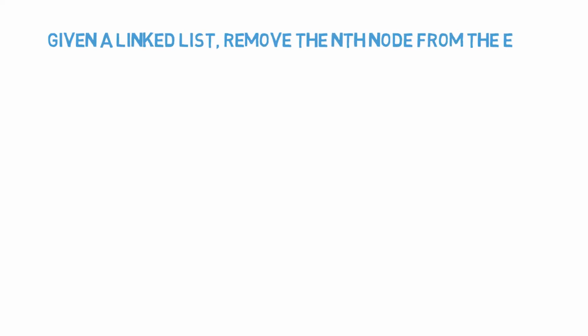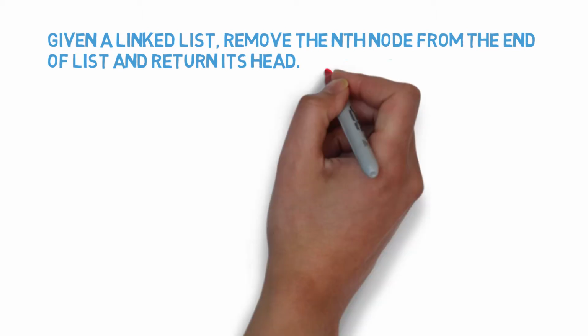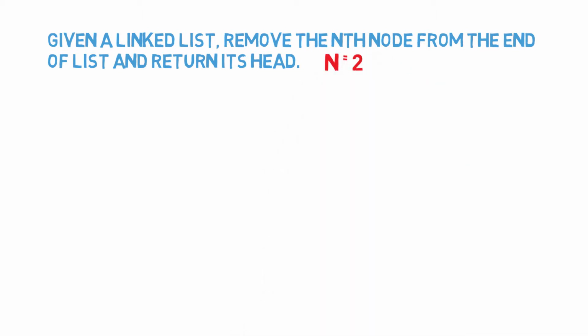Let's say you're asked the following question. Given a linked list, remove the nth node from the end of a list and return its head. You will be given two parameters, one being n and the other being the linked list you are trying to remove from. In this video, I will be going over a brute force solution to get you started and then optimize it using two runners to get a much more efficient answer.